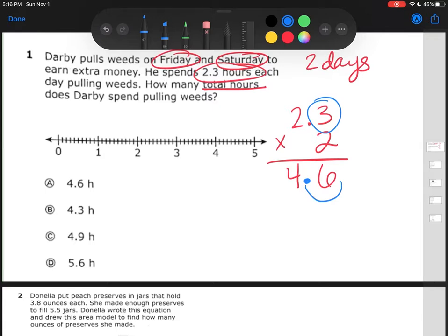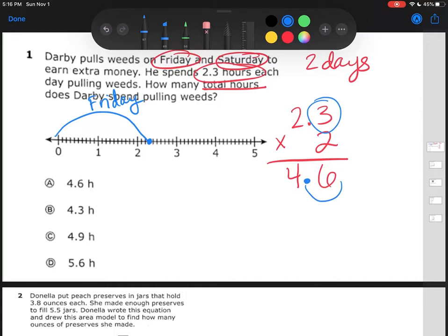If I wanted to show this on a model, I could just show 2.3 twice, right? So if I start at 0, I would end up at 2.3, which would be 1, 2, 3, right here. Right here would be 2 3/10, right? So this... Oops, didn't make the jump enough. This would be Friday, right?